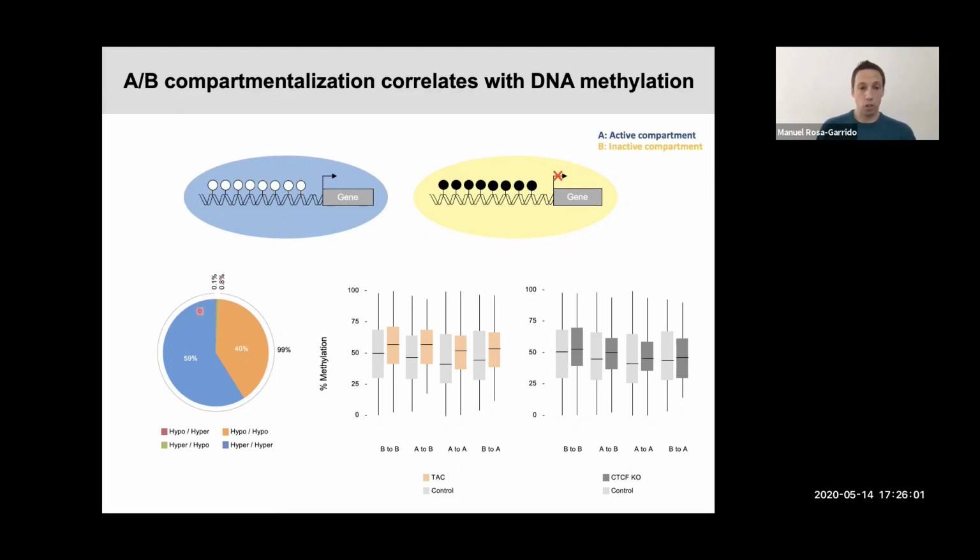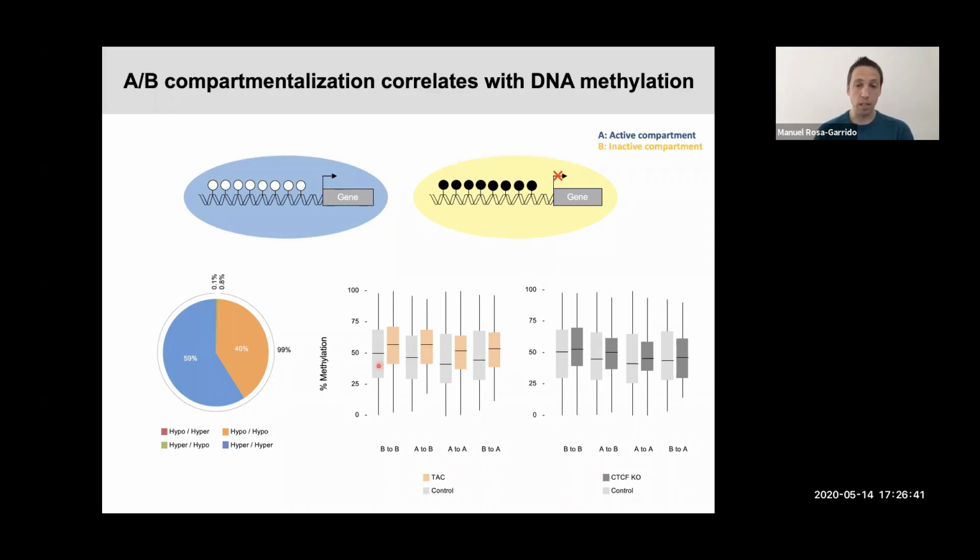Okay, so 59% out of this 99% were found hypermethylated, suggesting that heart failure induced hypermethylation, at least in this set of CpGs. When we study the correlation between DNA methylation and AB compartmentalization, what we found is that after inducing heart failure, the percent of methylation in all the compartments, no matter how, performing TAC or depleting CTCF, is higher than in the control.